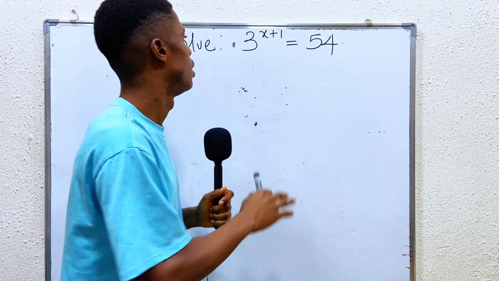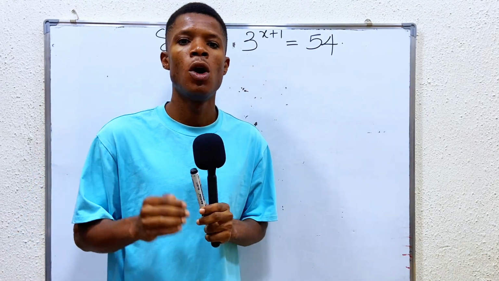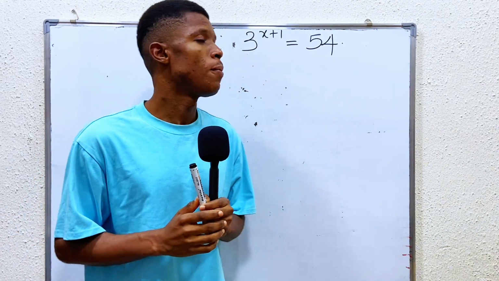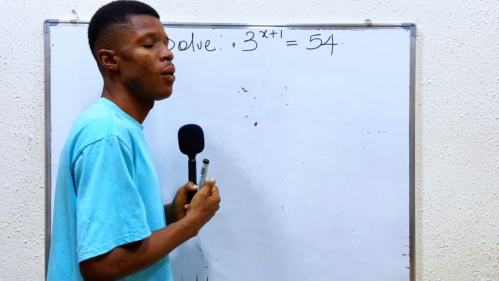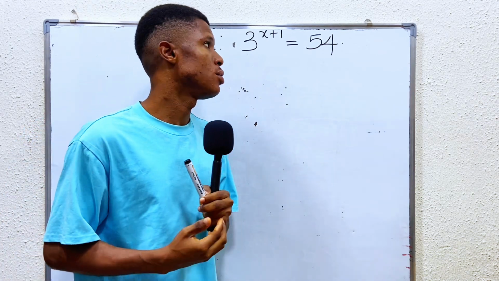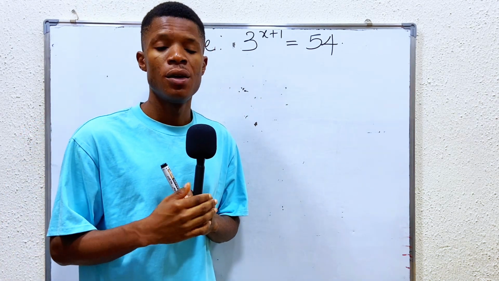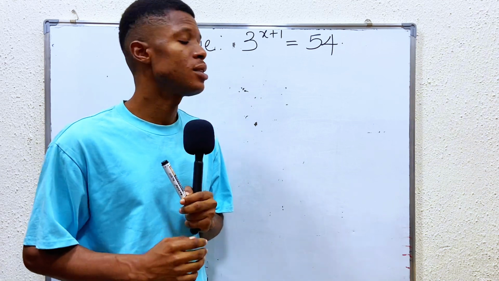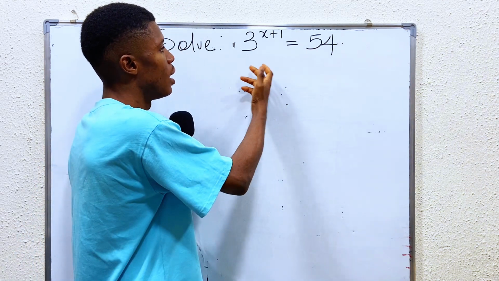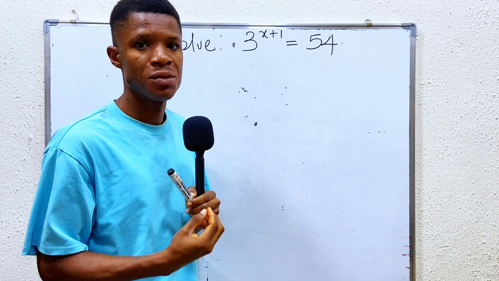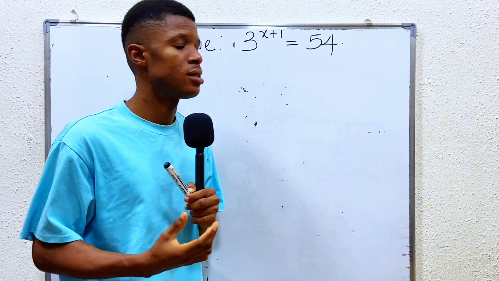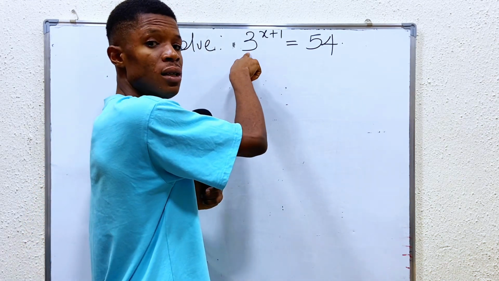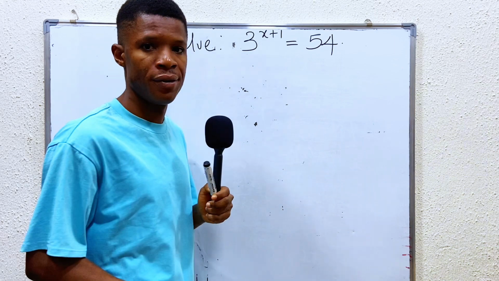Can you solve this Math Olympiad problem under 3 seconds? Watch. To solve this, 3 power x plus 1 is equal to 54. For us to be able to solve this, first thing we have to look at is, can we express the left and the right hand side to be in the same base? No, we can't, because this is base 3 and this is just the number 54.